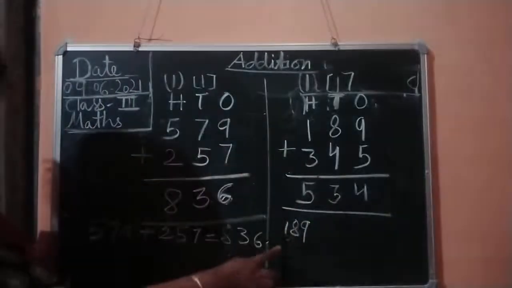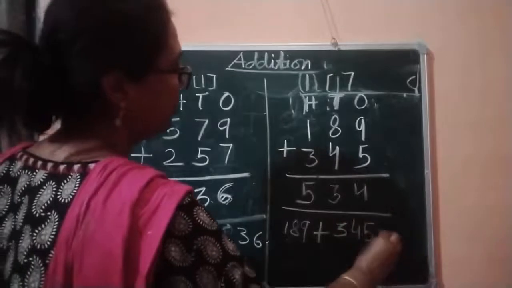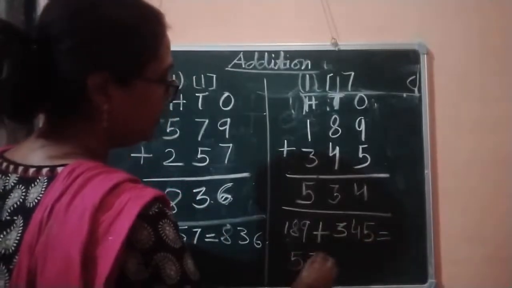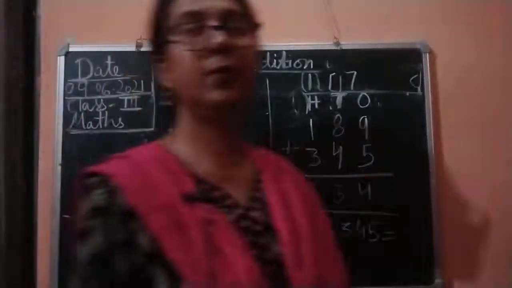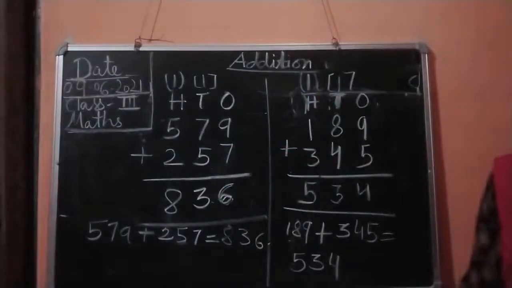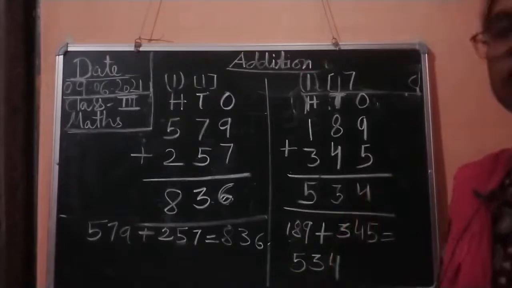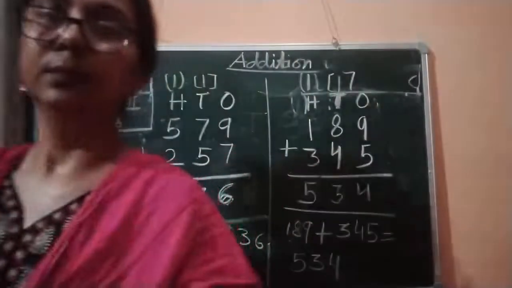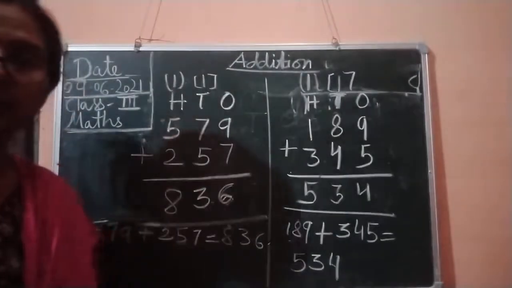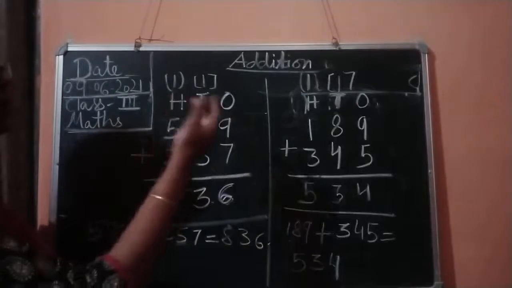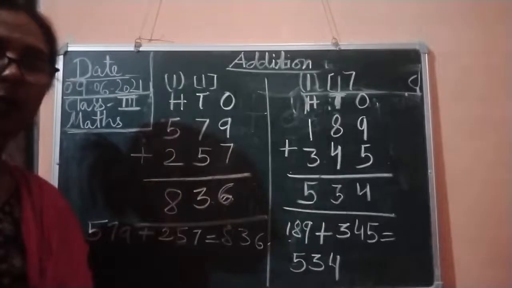189 plus 345 is equal to 534. Okay, so this is 534. You can do it like this also. Okay, children? Let's complete it or take a screenshot. And some homework we will do as homework. I'll give you some examples we will write on the board, so you can do them in your copy.